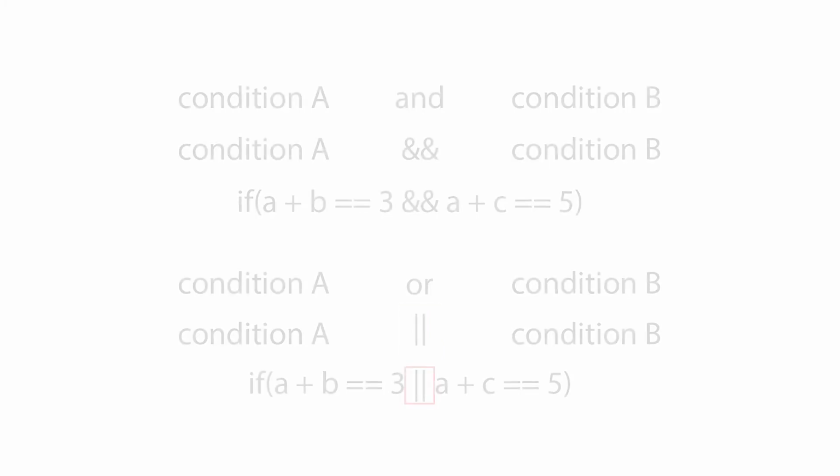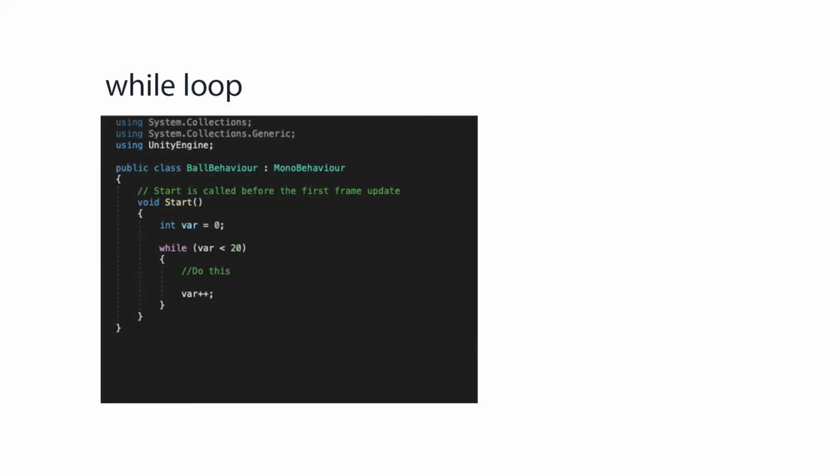Now let's look at the while loop. Here is an example. Similar to if statement, we first have to define our conditions. And as long as this condition remains true, this block of code will run again and again. When using while loop, we have to make sure that there is a way to make the condition become false at some point. Otherwise, this will run forever and cause a bug.